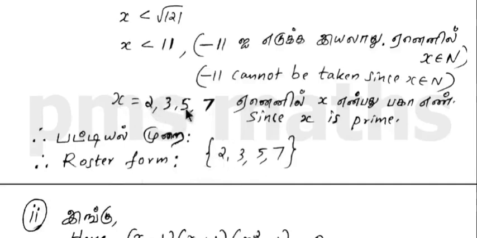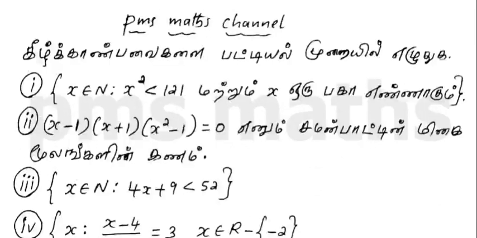Here, 2, 3, 5, 7 are prime numbers less than 11. First prime number is 2. Therefore, we can write 2, 3, 5, 7. This is the set, required set. Then second one. What is second one?